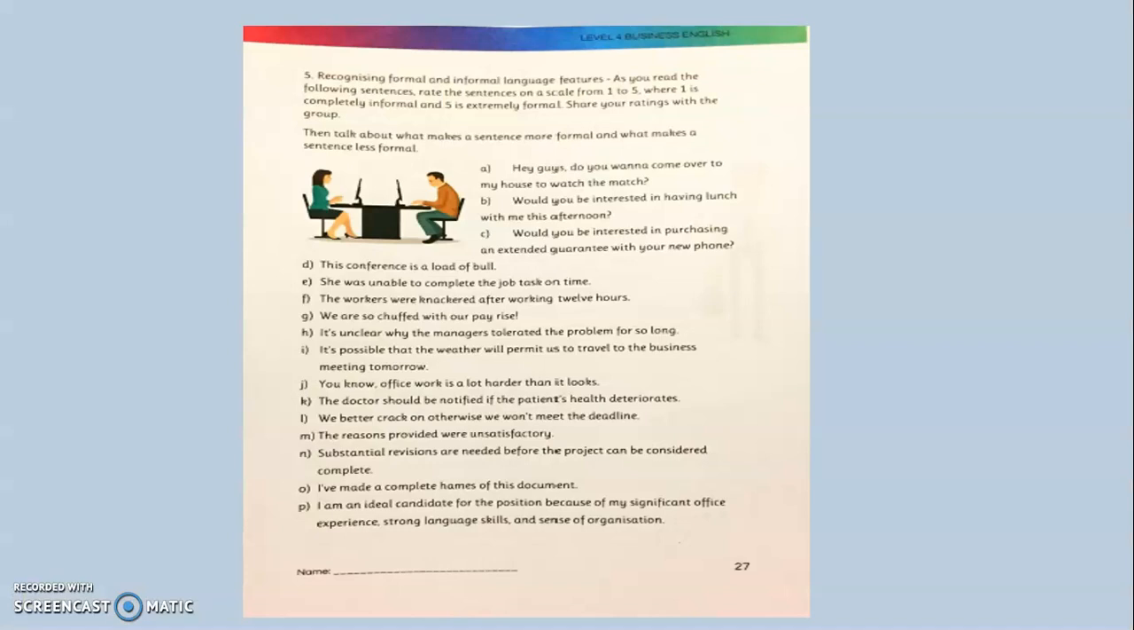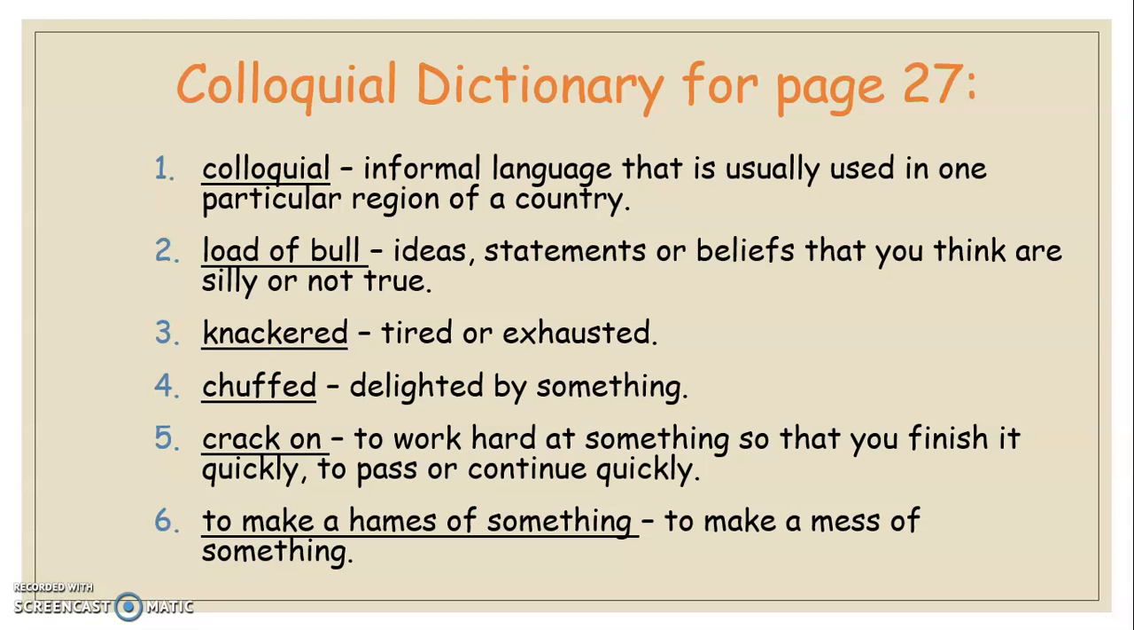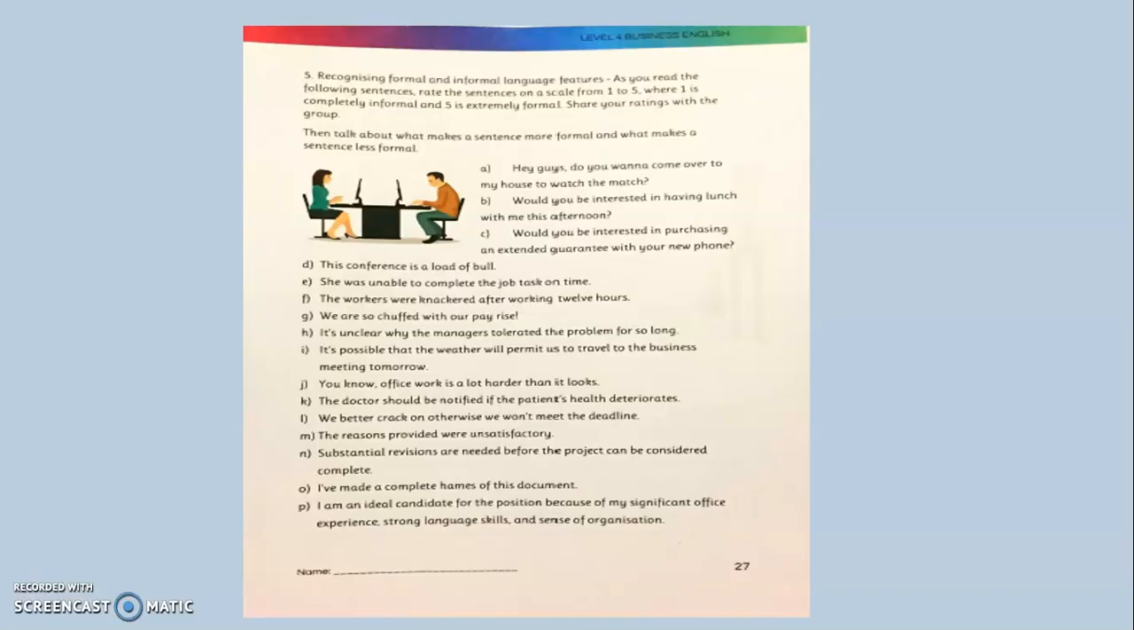This is that worksheet. So read the sentences, rate the sentences from 1 to 5, where 1 is completely informal and 5 is extremely formal. And if you need the dictionary, this is a colloquial dictionary for page 27. You can pause the video here if you need some of these words. And this is the worksheet again if you need it. You can pause the video to complete the exercise, but I am just going to move on with the lesson.